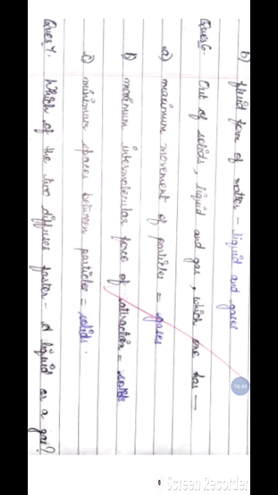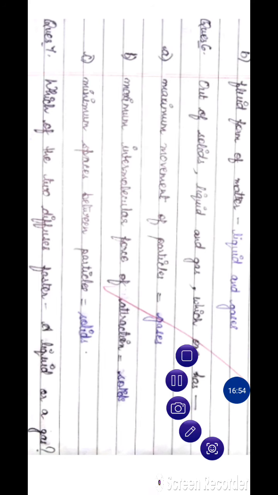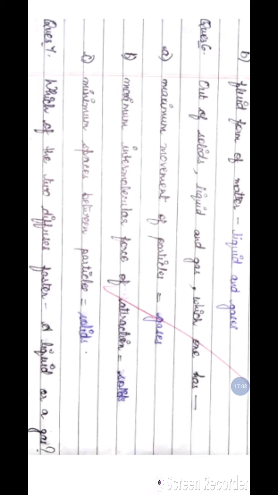Out of solid, liquid and gases, which one has the maximum movement of particles? Very, very important. Put a star on it. Listen: maximum movement of particles, gases. Then we have the maximum intermolecular forces of attraction, that is solid, and minimum spaces between particles, solid. When solids have very minimum spaces between them, maximum intermolecular forces are there in solids, but the maximum movement of the particles is in gas.